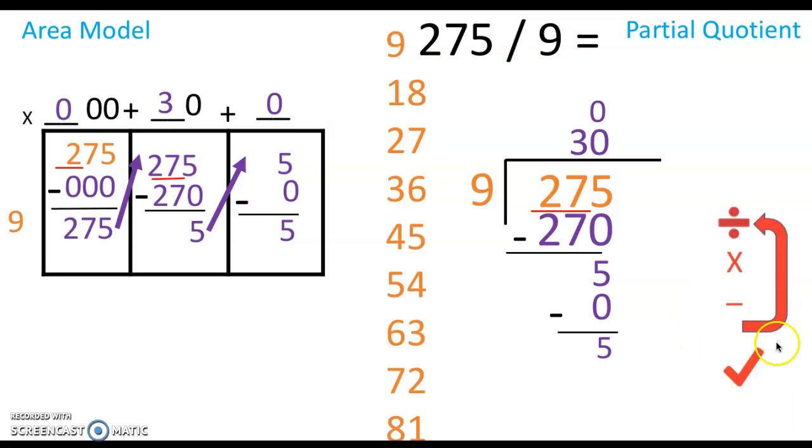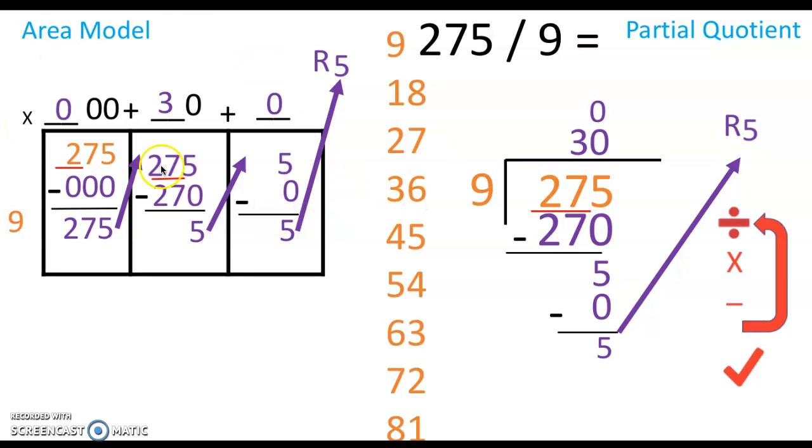Then we would repeat. Do we have any place values left to repeat with? No, because we just did the ones place. That means we're on to check. Is 5 smaller than 9? Sure is. That means it's our remainder.